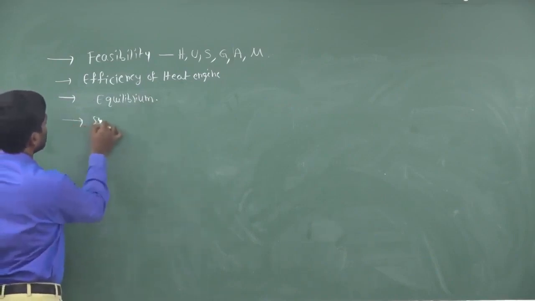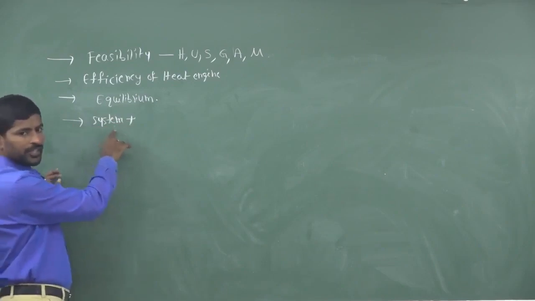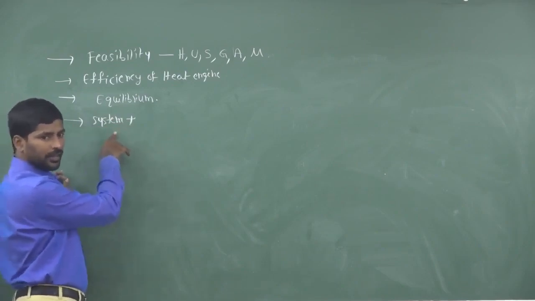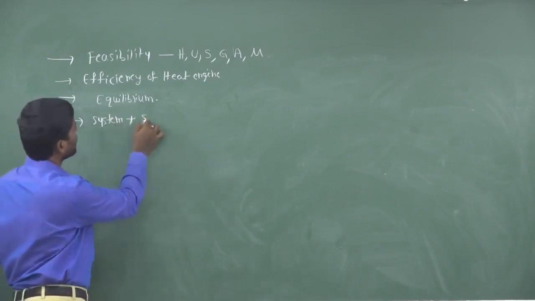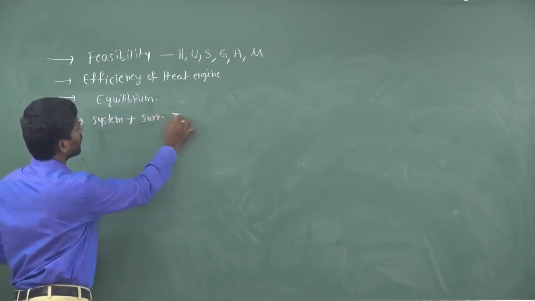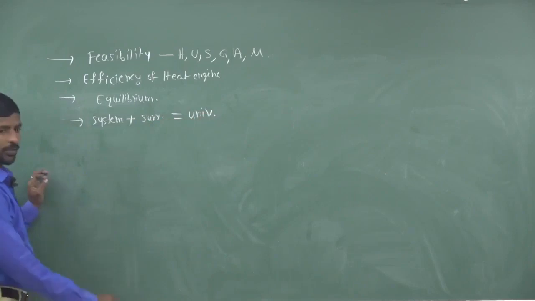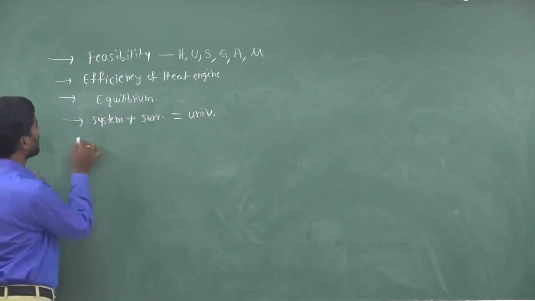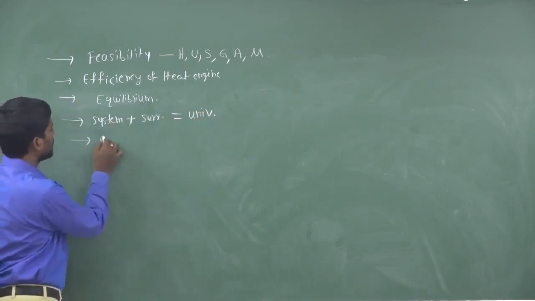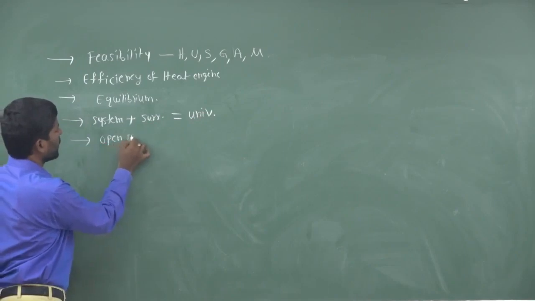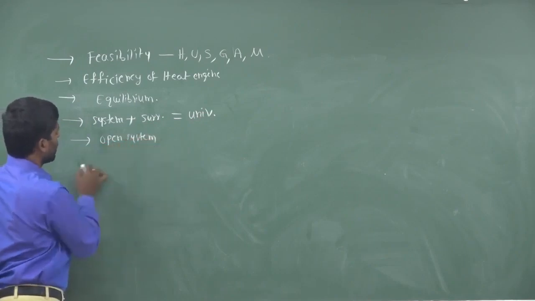And what is a system? The part of the universe which is under our observation, that is called system. Other than system is called surroundings. So system plus surroundings is called universe. How many types of systems we have? Three types of systems: open system, closed system, isolated system.